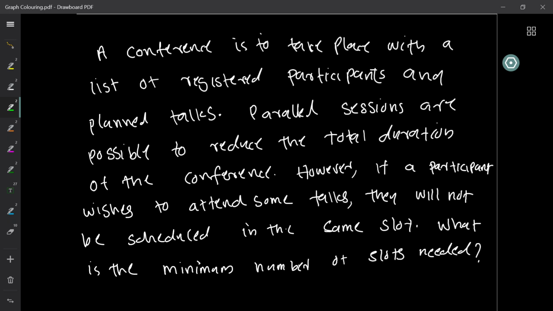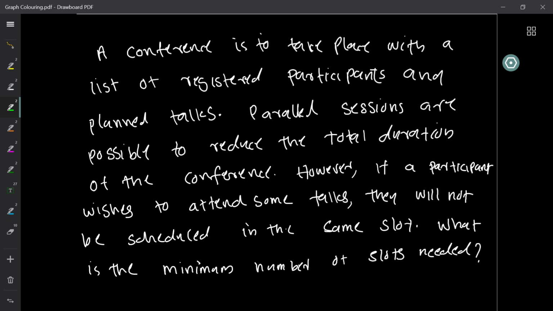So now one can ask the following question: suppose there is a participant who wants to attend a pair of talks, right? So a couple of talks. Then we don't want to assign the same slot for these talks, or you don't want them to be happening at the same time. So now the question is, with this restriction, what is the minimum number of slots that is required, and also the number of slots has to be minimized so that the duration is as minimum as possible.